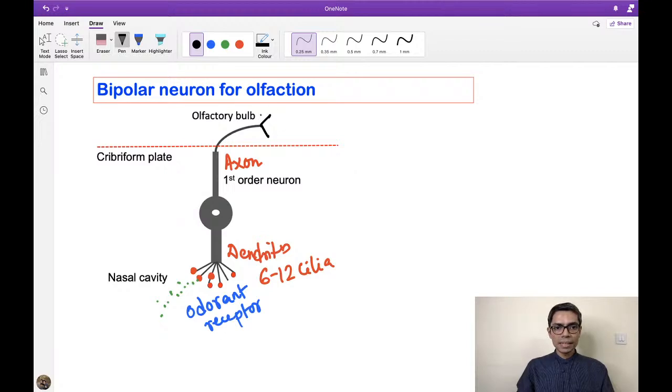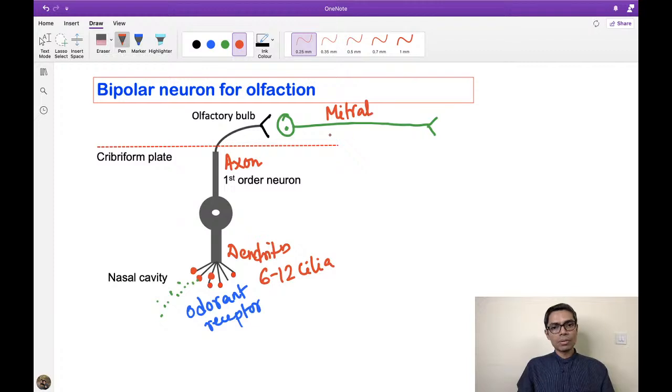So what I am saying here is this is the olfactory bulb. What is there inside the olfactory bulb? At the level of the olfactory bulb, this first order neuron of the olfactory pathway makes a synapse with the second order neuron of the olfactory pathway. What is the name of this second order neuron? The name of this second order neuron is the mitral cell.